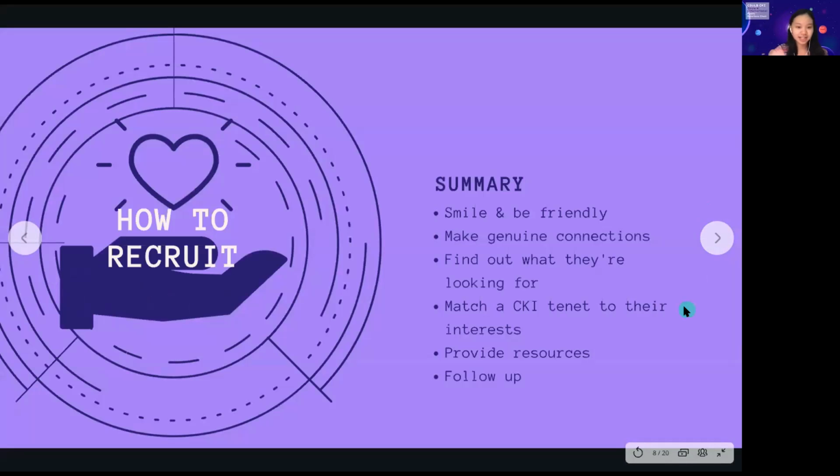So I'll be talking about how to recruit. This is just a summary of everything I'll be talking about. I will also show this slide at the end, just so you guys can see it more. And yeah, so how to recruit.